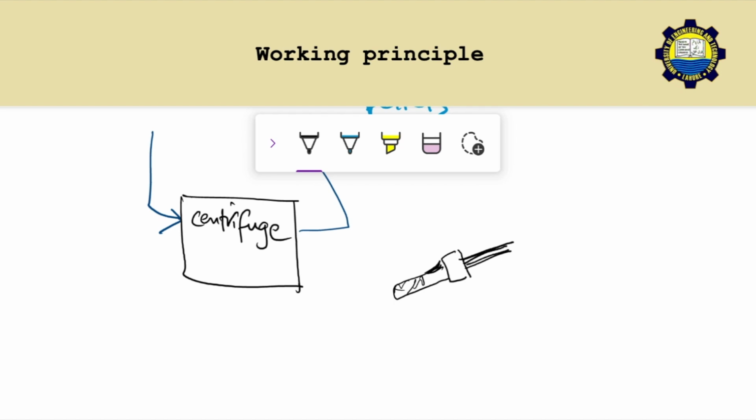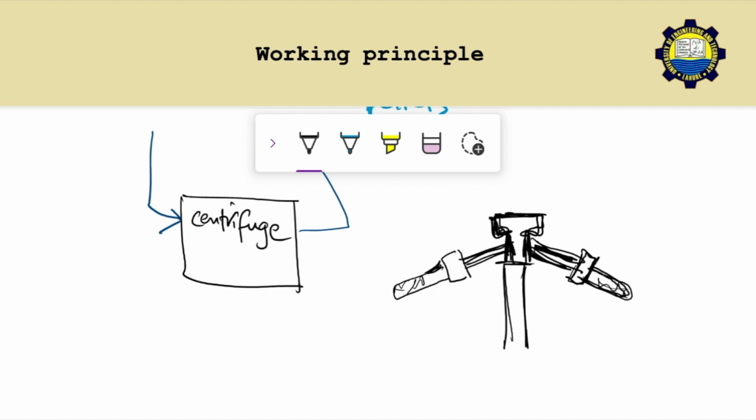So as the rotor spins in a centrifuge, there is a centrifugal force which is applied to each particle in the sample, and that causes the particles to sediment at the bottom at a rate that is proportional to the centrifugal force applied to it. The greater the speed of this rotor, the greater the centrifugal force applied to these particles, and the quicker the sedimentation or the centrifugation process is going to be.